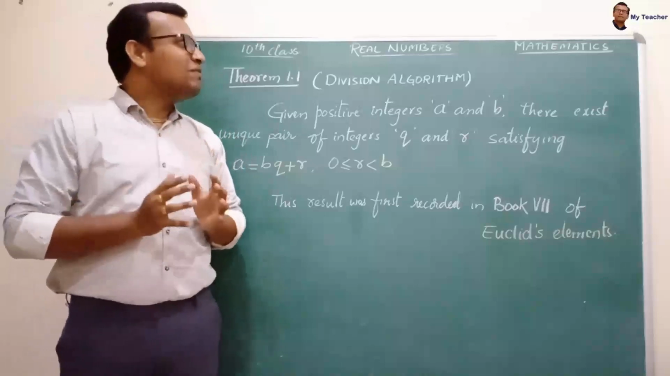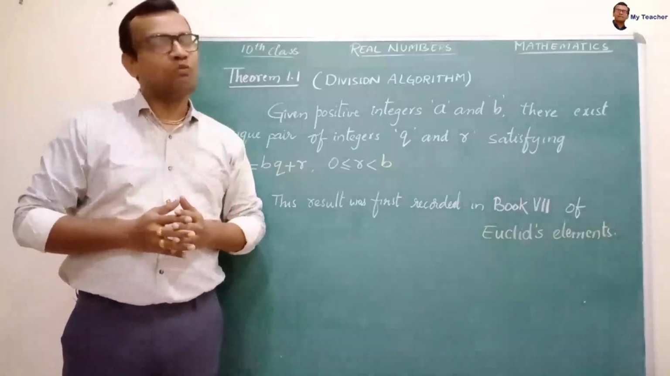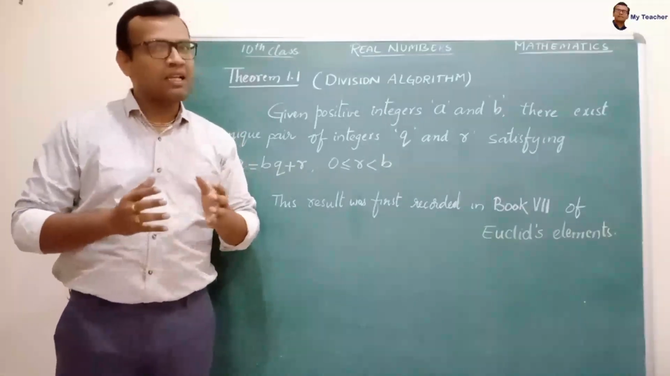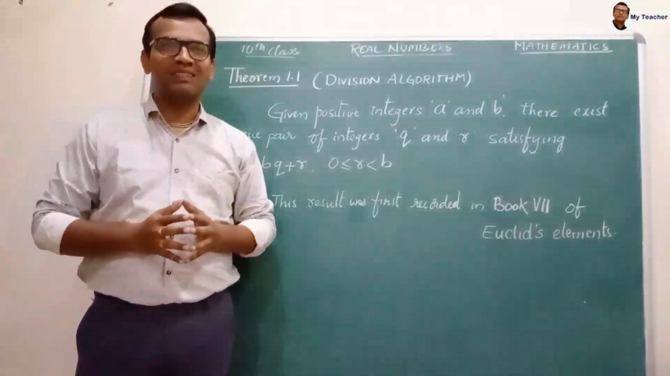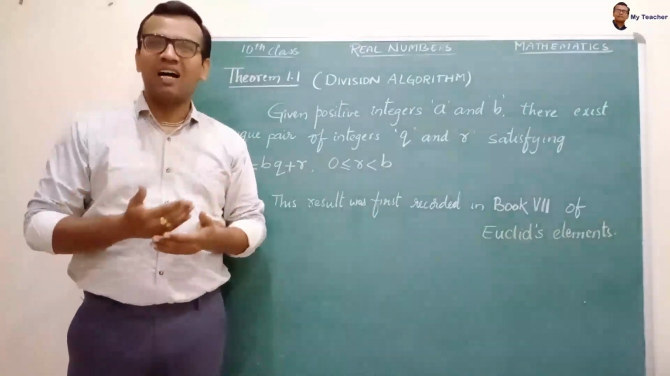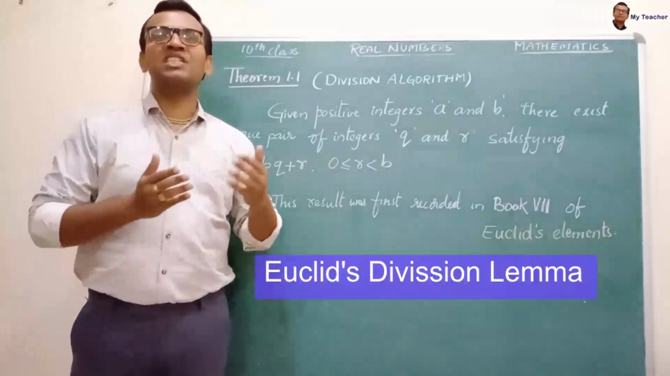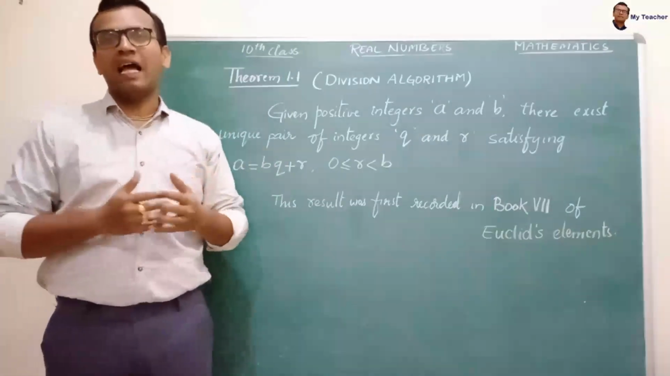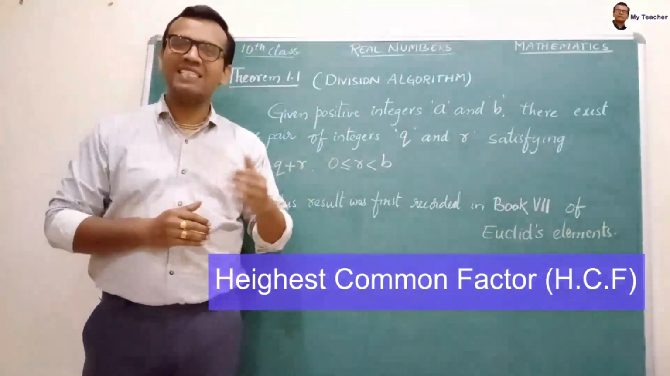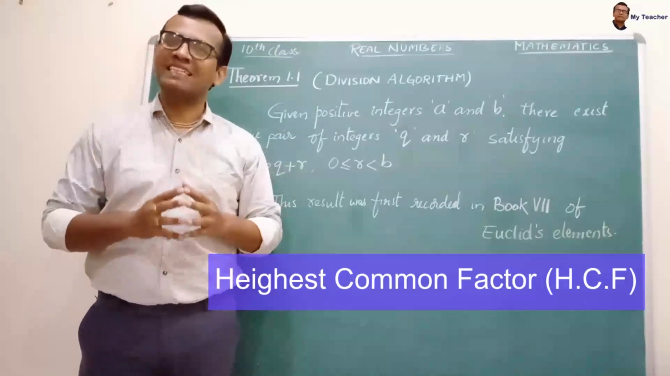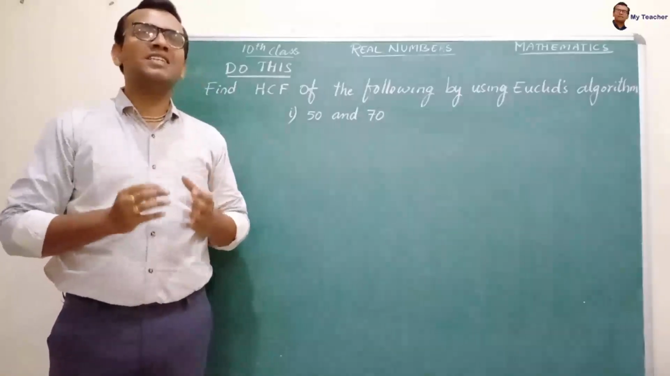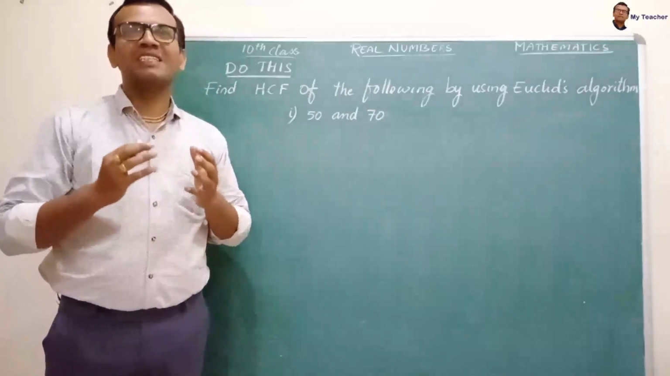So this division algorithm, or this result, was first recorded in Book 7 of Euclid's Elements. Since it was mentioned in Euclid's Elements, it is called Euclid's algorithm, also division algorithm or Euclid's division lemma. And generally, this algorithm is used to find the highest common factor or HCF of any two positive integers. So by using Euclid's division lemma, let us find the HCF of some given numbers.